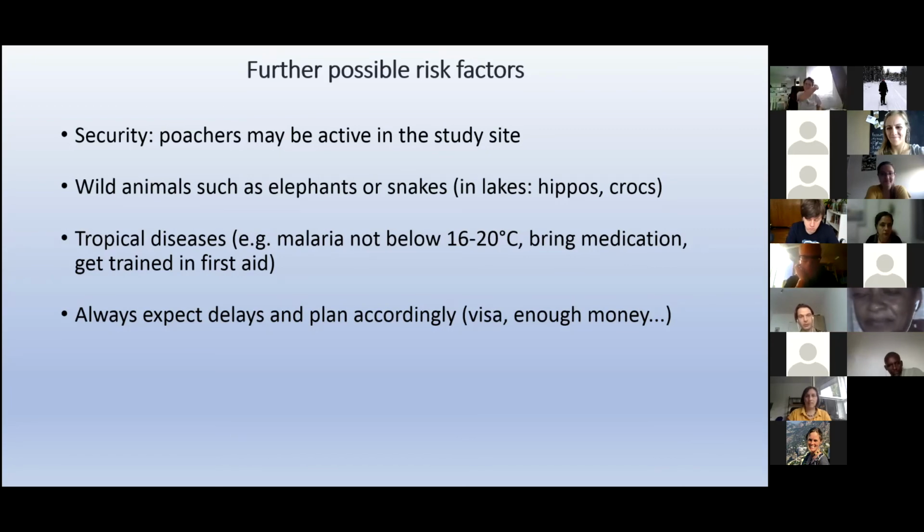And then there are obviously tropical diseases. Malaria may not be a problem if you work in the mountains, but in the lowlands, it could be. So bring medication and get also trained in first aid if something happens in remote places. And always expect delays, and plan accordingly. Have long enough visas, bring enough cash so that you can survive those periods.